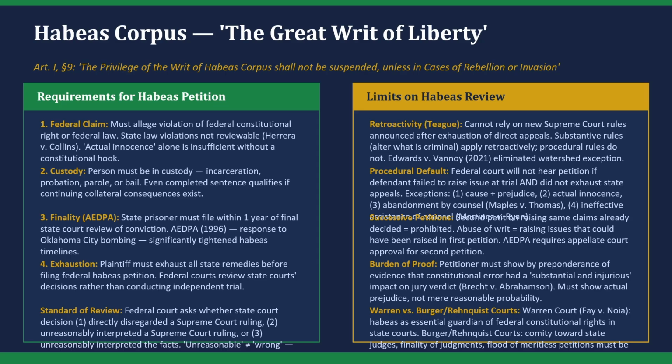Exhaustion. Before coming to federal court, the petitioner must exhaust all available state remedies. The habeas process is not a substitute for the state appeal process. It is a supplemental check available after the state courts have had their opportunity.